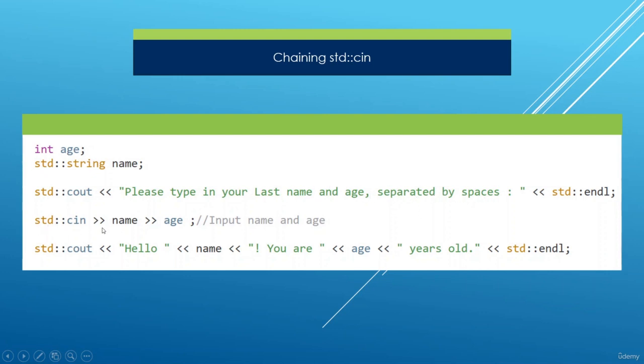And we grab the data like this. We first grab the name, after that we grab the age, and we're going to print the same things. And we can chain input stream operators like this to grab the data in one go. And this may come in handy sometimes.